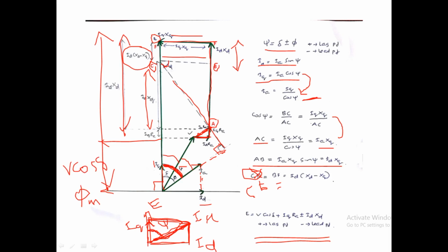Now up to this is IQ into RA. So this is IQ into RA. Now what about the remaining? This is ID into XD. So the remaining will be ID into XD. So this total will be V cos delta plus IQRA plus IDXD. So totally E will be equal to V cos delta plus IQRA plus or minus ID XD. Why is it coming? Plus for lagging power factor and minus for leading power factor.